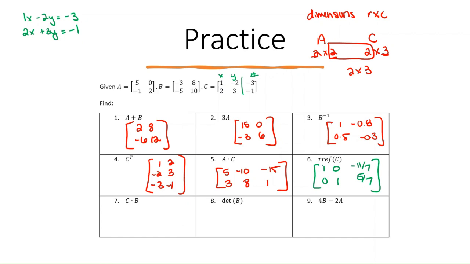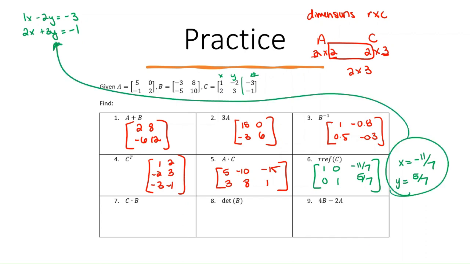So what this is telling me is that x is equal to negative 11 sevenths, and y is equal to 5 sevenths. And if I were to plug those values into this original system of equations, that is the solution that works for both of the equations. That is the intersection of both of those lines. So reduced row echelon form is finding the solution for the system of equations. I can use it for a system of 3 variables and 3 unknowns, 4 variables, 4 unknowns. So depending on the number of equations I have, I can use matrices just like I use substitution or elimination or graphing to be able to find that solution.